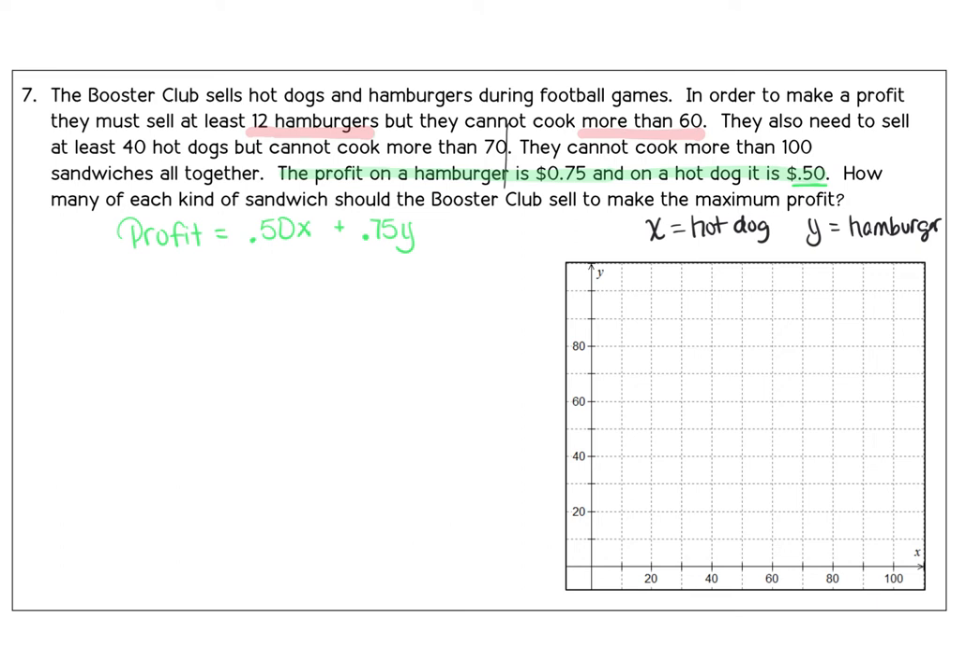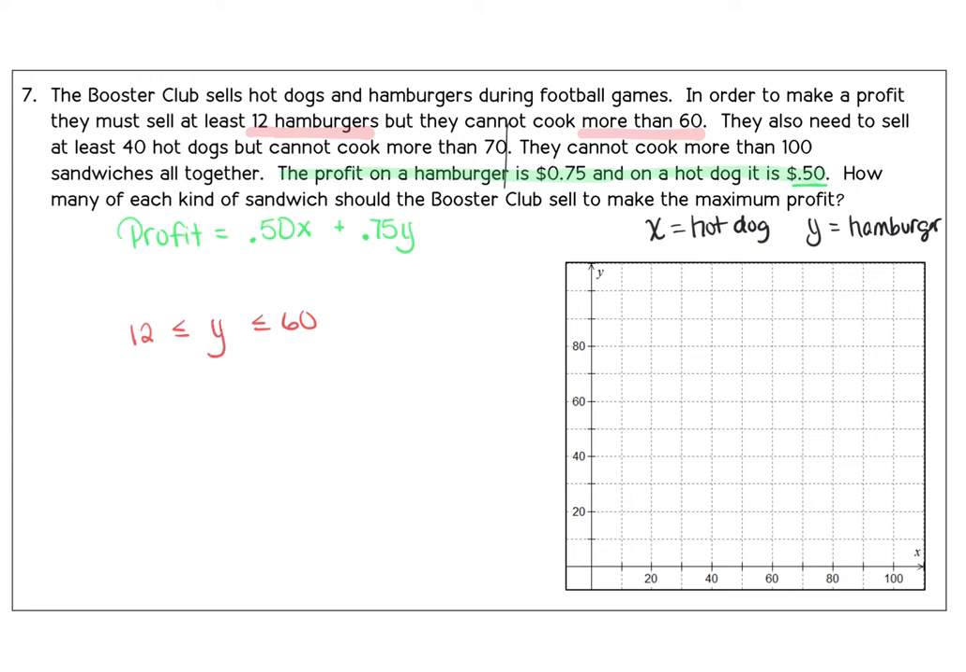So how would I write that? Well, I would say for hamburgers, I have to have at least 12, and no more than 60. And look what I just did. My hamburgers is which variable? What's my hamburger variable? It's Y. But they did it in the wrong order.